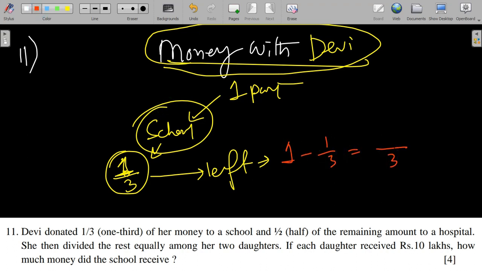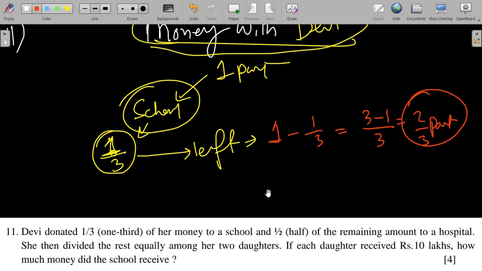If you do the LCM, you get 3. So 3 minus 1, it's 2 by 3 part. 2 by 3 part is still left with her. Then what is told? The remaining amount means it's 2 by 3 part of the amount.